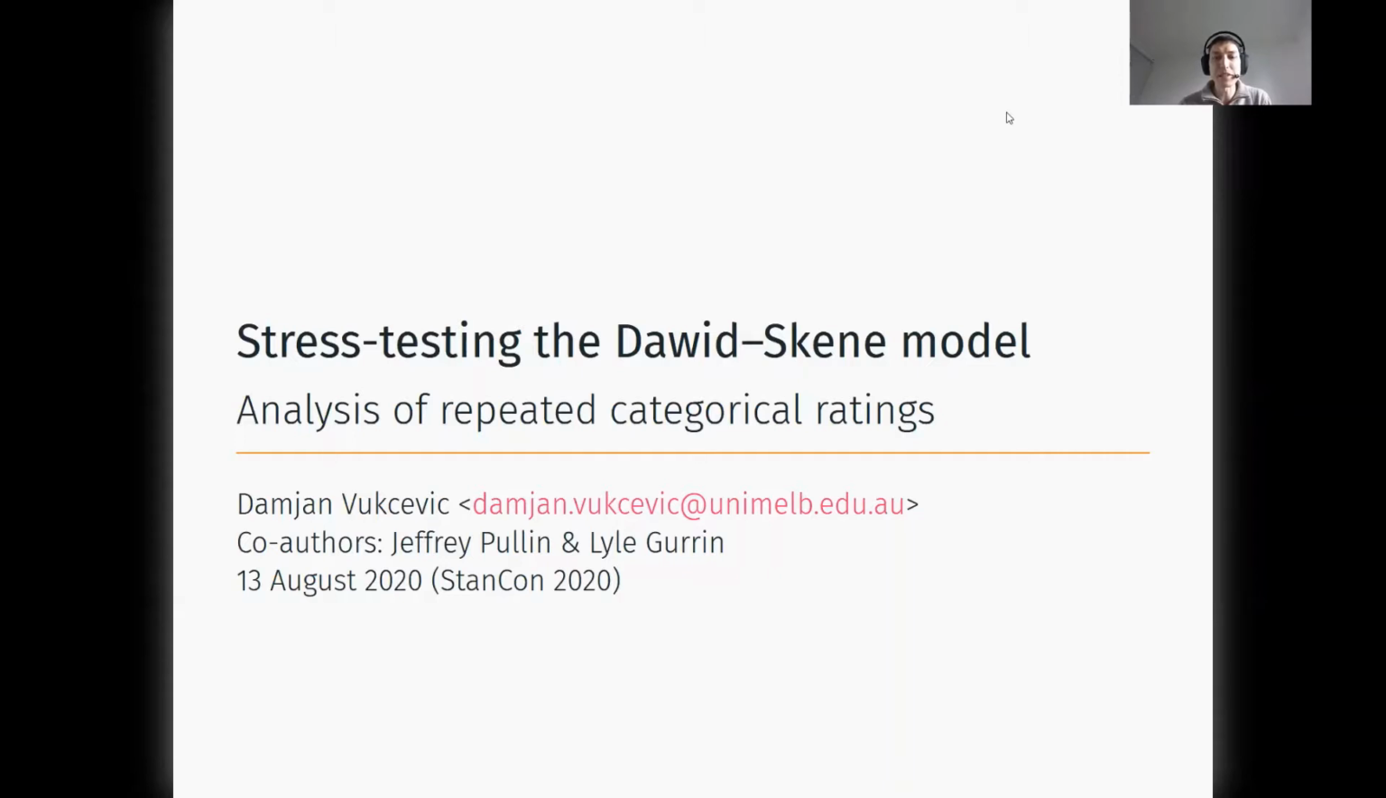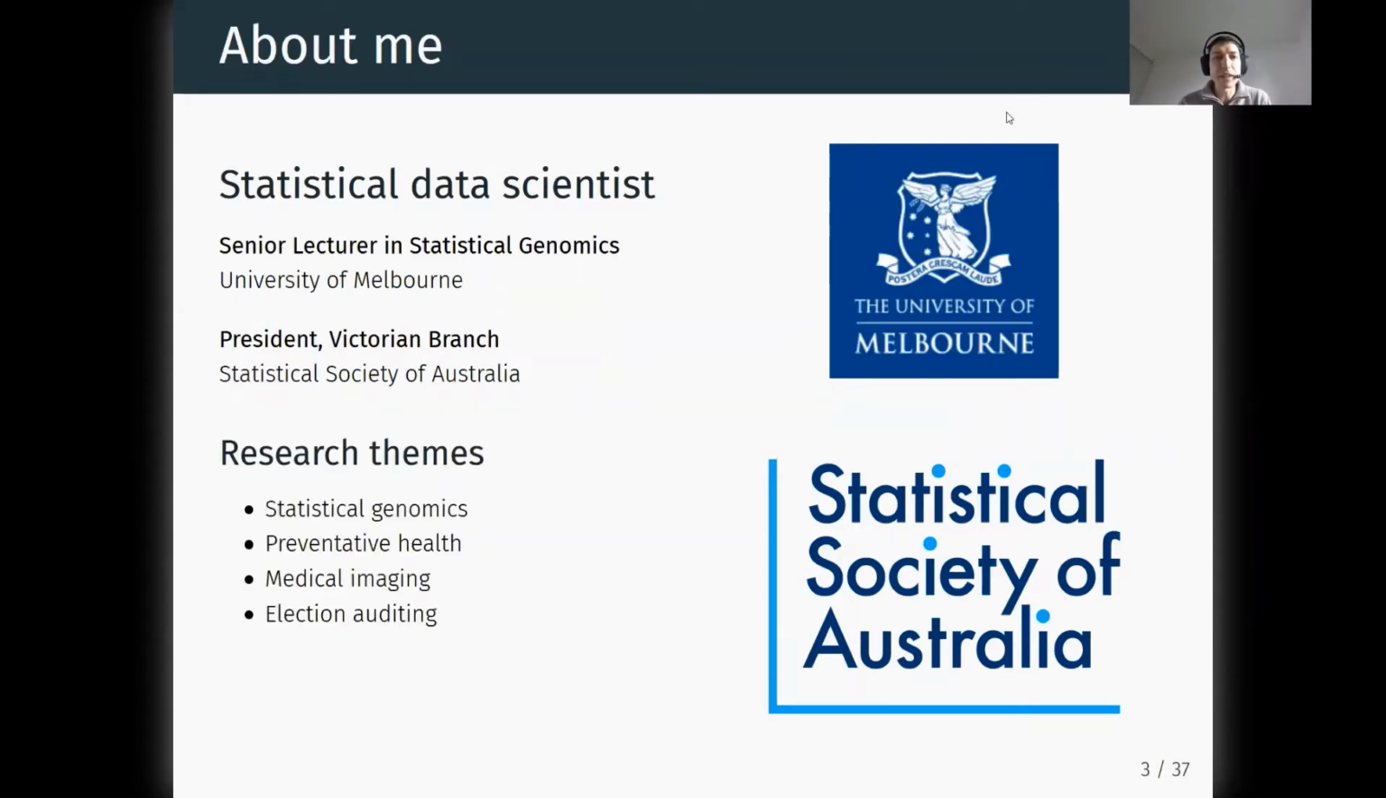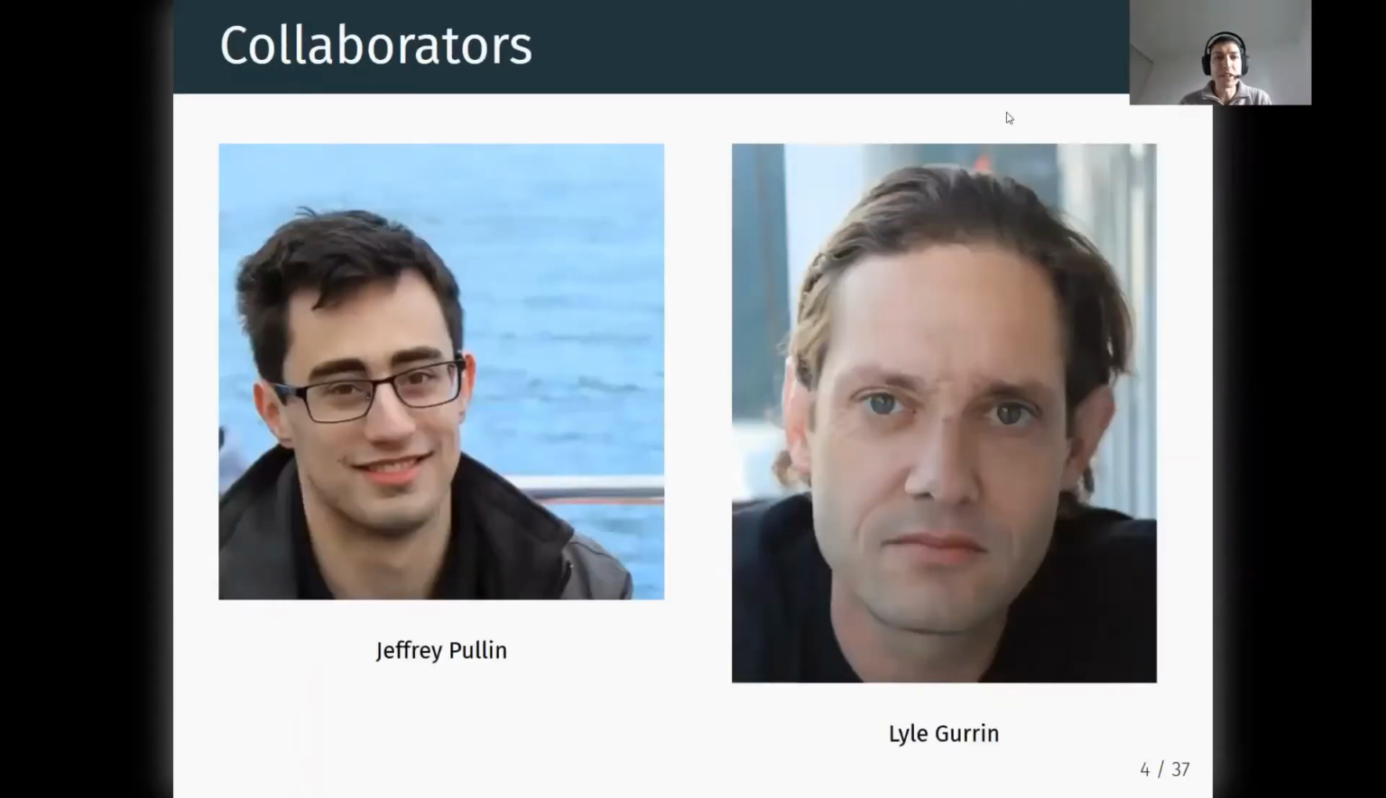First, to introduce myself, I work at the University of Melbourne as a senior lecturer. I have projects in several areas. Mainly I focus on statistical genomics, but today's work actually comes from a project to do with medical imaging. My collaborators on this project are Pullin and Lyle. Jeffrey is a master's student here at the University of Melbourne, and Lyle is a professor in biostatistics at the Melbourne School of Population and Global Health, also here at the University of Melbourne.